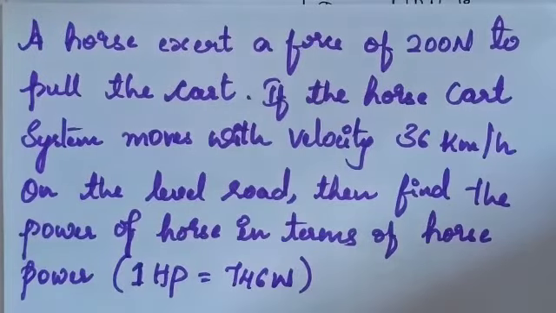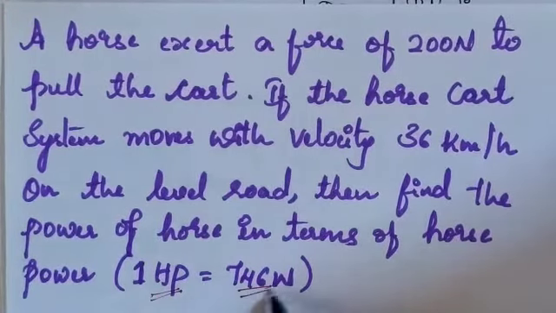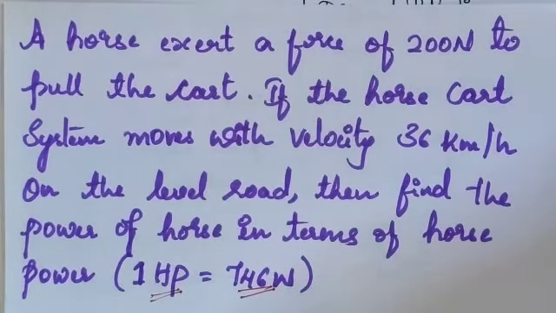Next question is, a horse exerts a force of 200 Newton to pull the cart. If the horse cart system moves with a velocity of 36 km per hour on a level road, then find the power of the horse in terms of horsepower. Horsepower is nothing but 1 HP is equal to 746 watt. Power we normally consider in watt, but here we have to find it in HP.